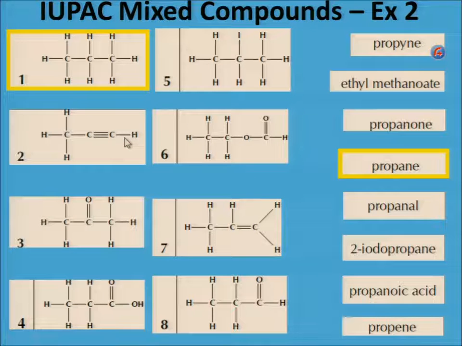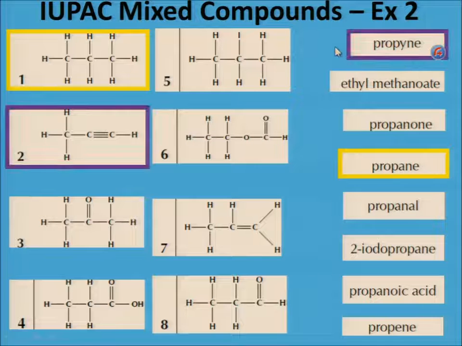Then for number 2, you have again 3 carbons, but now you have a triple bond. So it will again be prop, but now it needs to be ine at the end to indicate the triple bond. Then for number 3, you can see that there is a carbon double bond oxygen, which is a carbonyl moiety. Now you get 2 carbonyl compounds. The first one is an aldehyde and the second one is a ketone. The aldehyde is at the end of the chain and the ketone is in the middle of the chain.